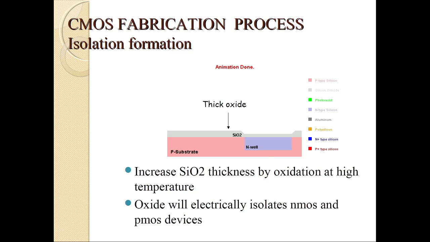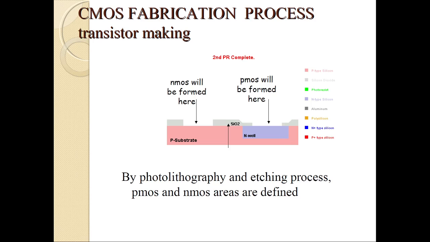Then again I will go for a thick SiO2 layer, so that this portion gets isolated. Then I have to go for the NMOS. The PMOS will form over here, and the NMOS I will form over here.